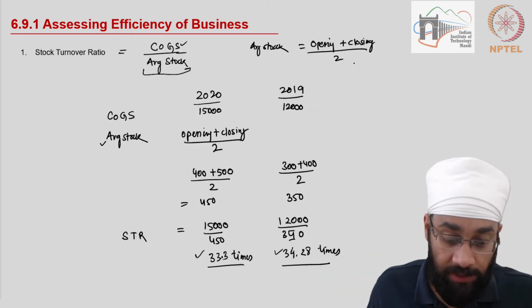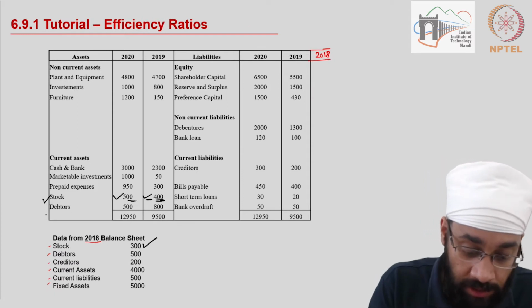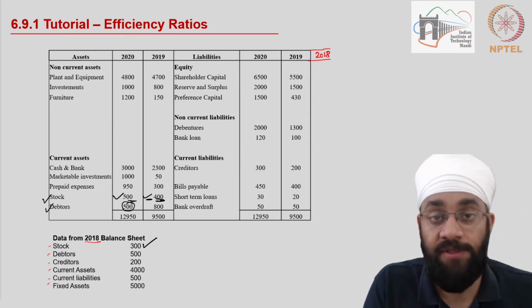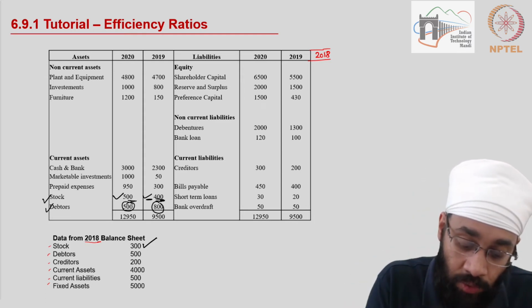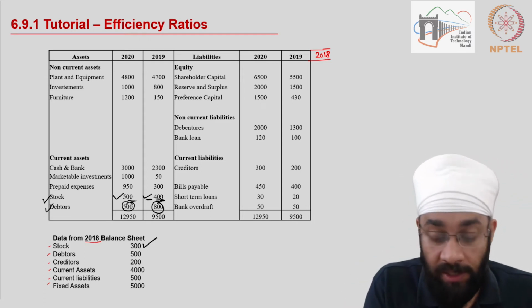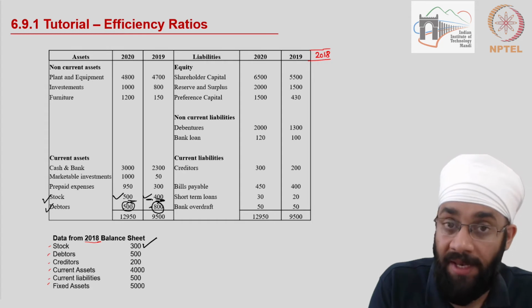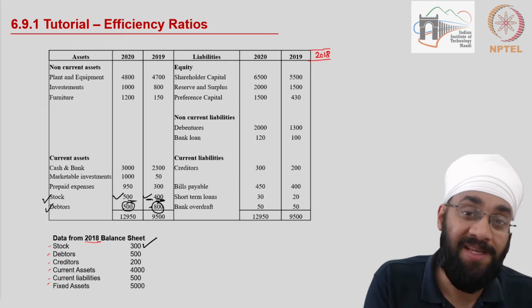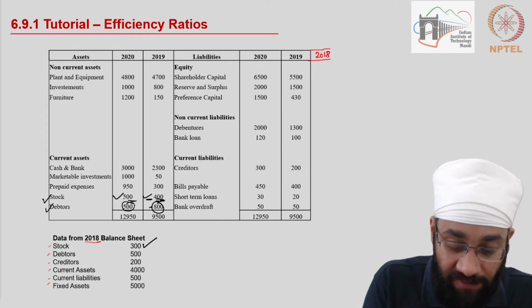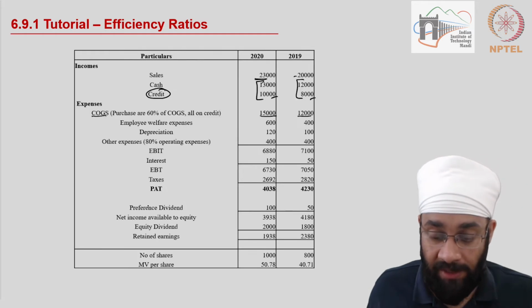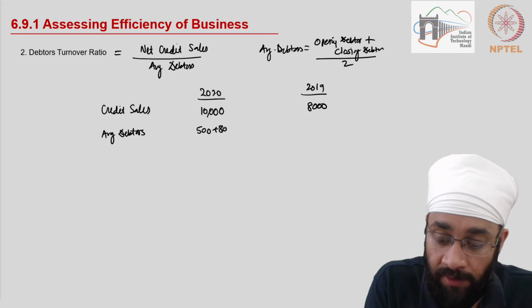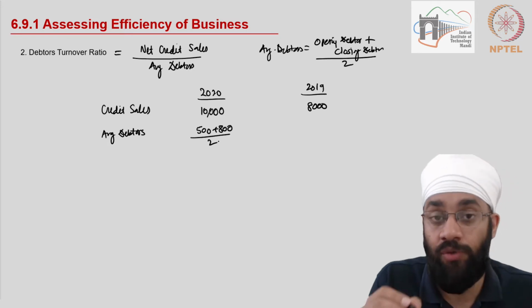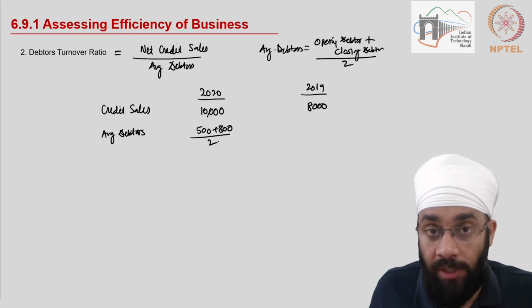What is opening and closing? In the balance sheet, here's the balance sheet, the debtors are 500. This is the closing balance of the debtors this year. The 800, the closing balance in the past year, is the opening balance in this year. So you have 500 and 800. You add these two and divide by 2. 500 plus 800 divided by 2 gives you the average debtors for 2020.